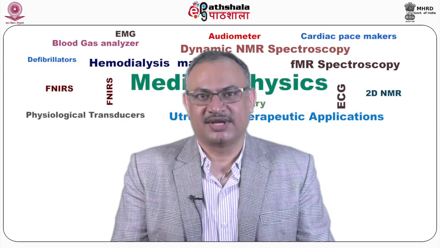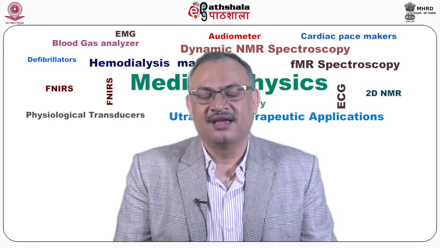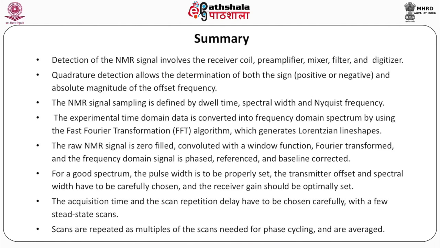So this brings us to the end of this module, and let us summarize. Detection of NMR signals involves the receiver coil, preamplifier, mixer, filter, digitizer and the memory of the computer. Quadrature detection allows the determination of both the sign, positive or negative, and absolute magnitude of the offset frequency. The NMR signal sampling is defined by dwell time, spectral width and Nyquist frequency.